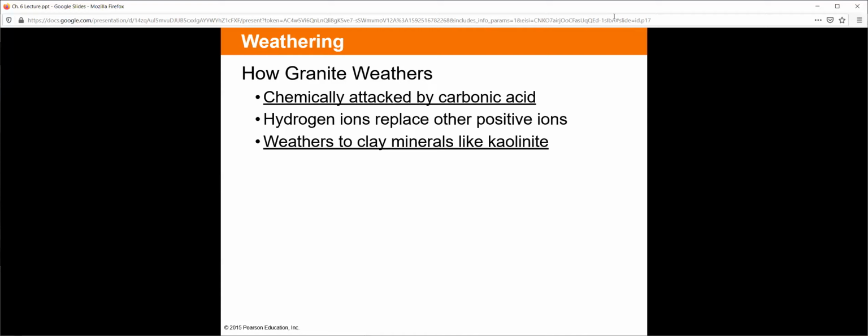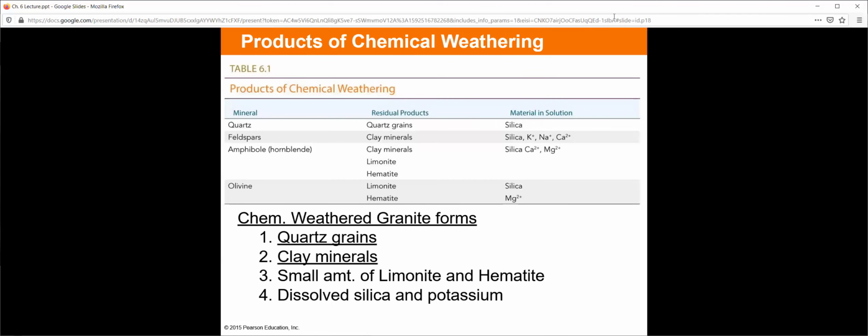The granite is weathered into usually clay minerals like kaolinite. And as we talked about before, kaolinite is a very soft, very light mineral. Granite's a very hard igneous rock, right? When you have your hard granite turn into essentially talcum powder, bad stuff can happen.